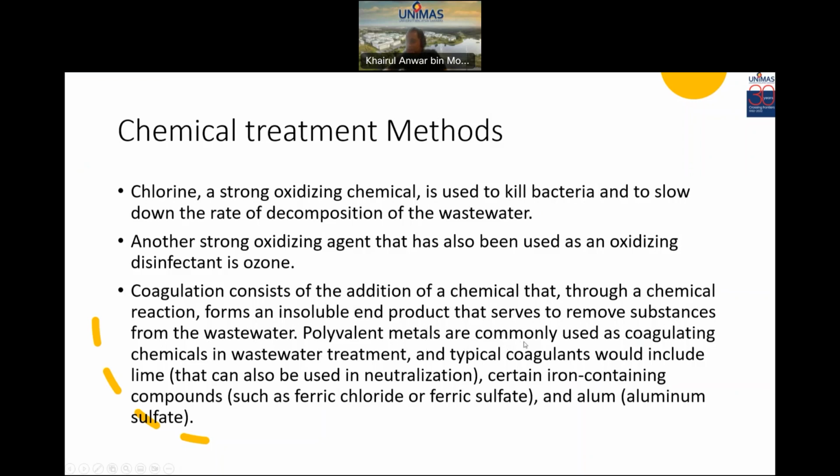Polyvalent metals are commonly used as coagulating chemicals in wastewater treatment, and typical coagulants would include lime, which is also used for neutralization or adjusting the pH, iron-containing compounds such as ferric chloride and ferric sulfate, and aluminum sulfate or alum.